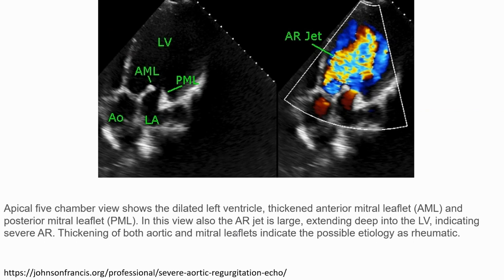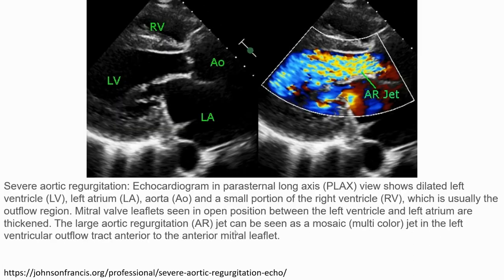In this echocardiography, the apical five chamber view shows the dilated left ventricle, anterior mitral leaflet, and posterior mitral leaflet. This view also shows the aortic jet is large, extending deep into the left ventricle, indicating severe aortic regurgitation. Thickening of both aortic and mitral leaflets indicates the possible etiology is rheumatic disease.